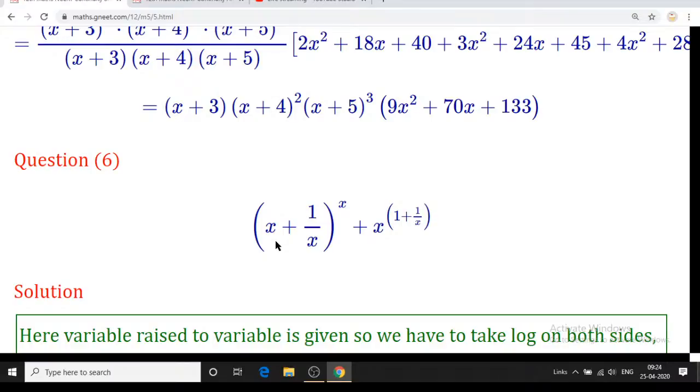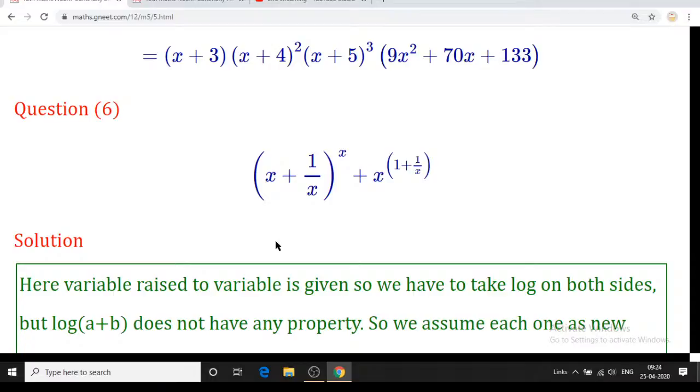Now for this, to apply the log, we cannot apply log directly because of this plus sign between. If it were multiplication instead of the plus sign, we could directly use log. Because of this plus sign, we cannot go directly for log because it doesn't have any property. But we have to use log. So what will we do?